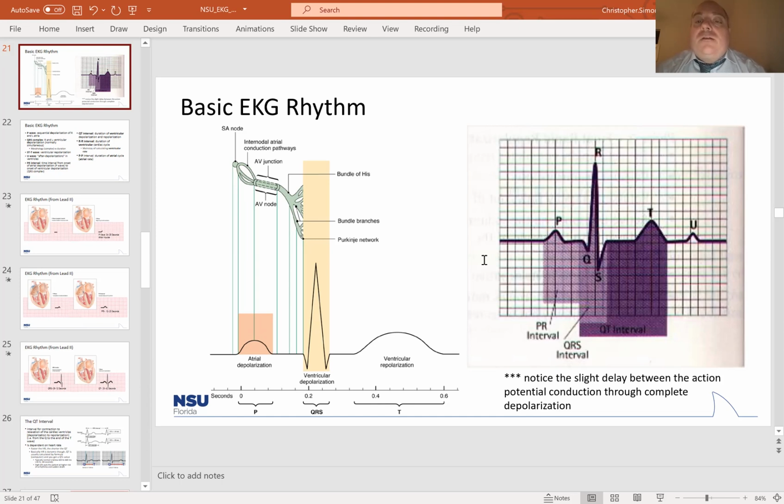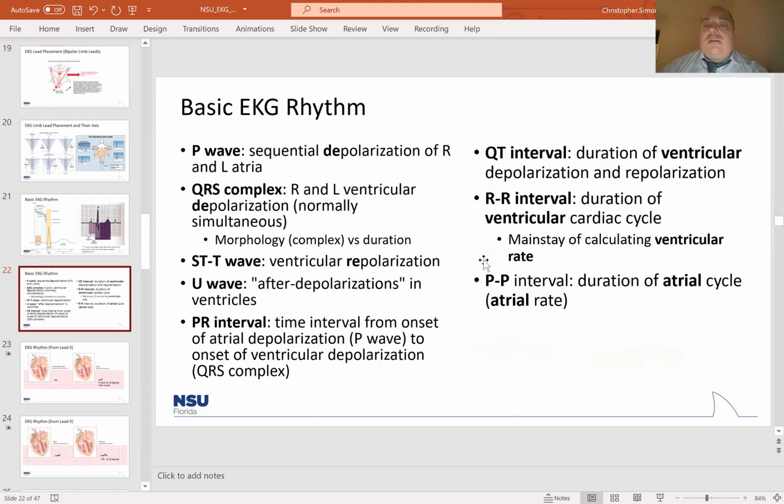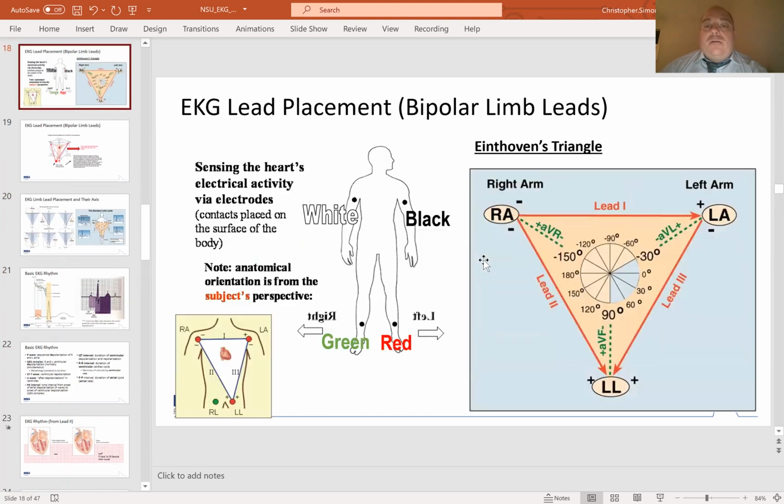P waves, QRS, T, right? So P wave, atrial depolarization; QRS, ventricular depolarization; T wave, ventricular repolarization, okay? Something that I'm going to point out that we didn't talk about actually, I apologize, is the refractory period. I know it's around here somewhere.